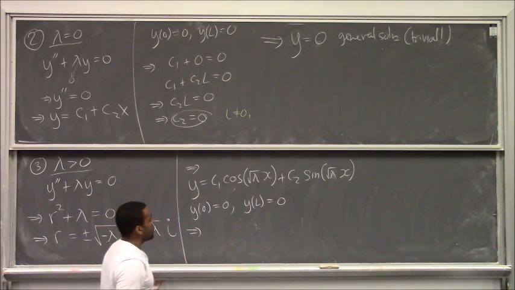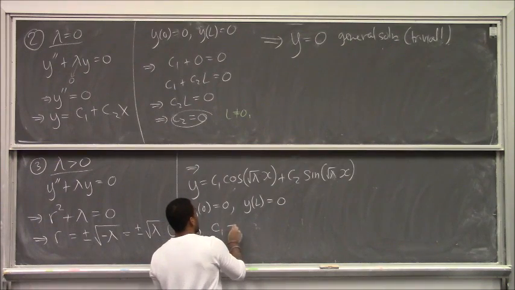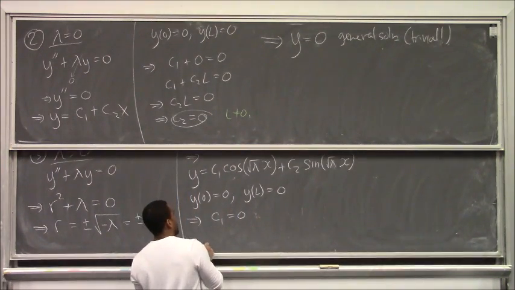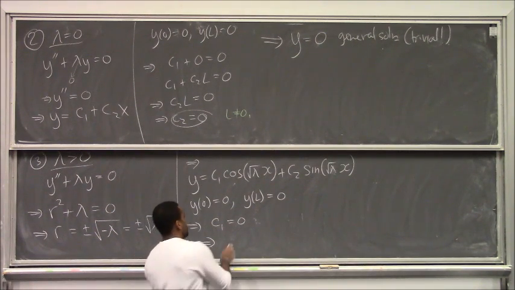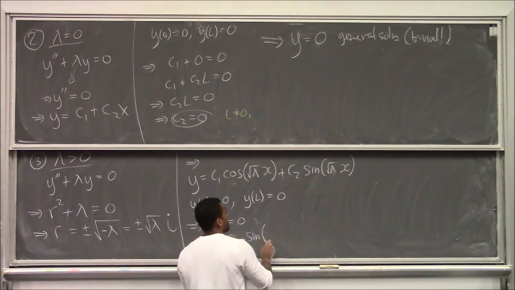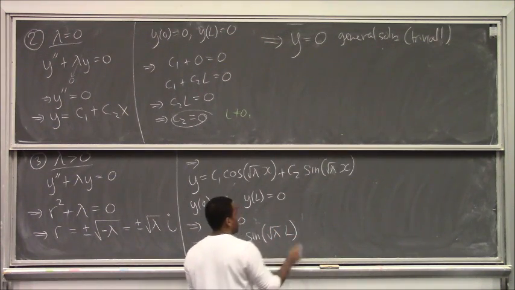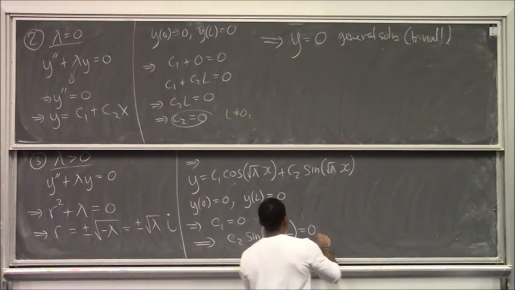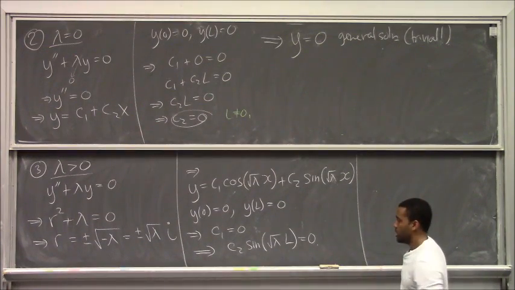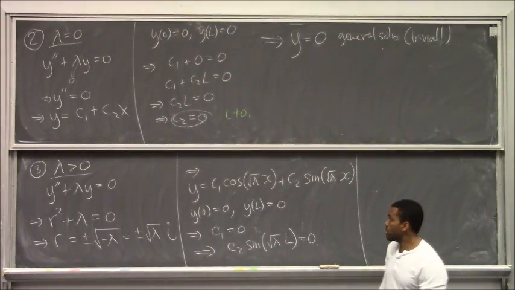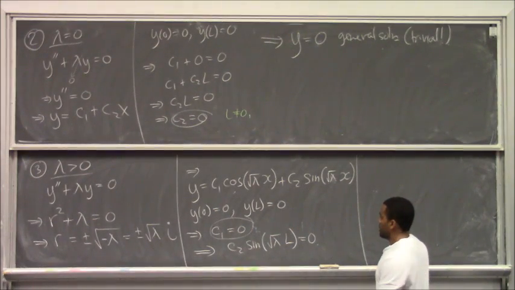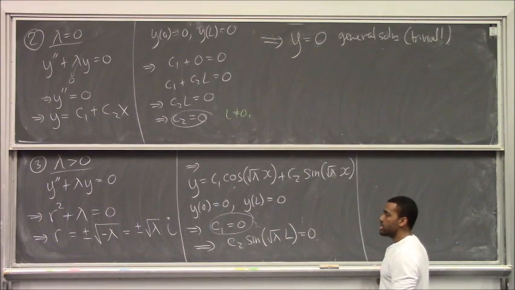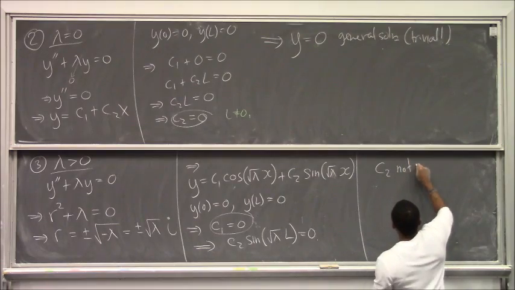So, if I plug in 0 for x, what happens? I get C1 equals 0. Okay, so now plug in the second initial condition. If I plug in L everywhere, what's going to happen? I'm just going to have C2 sine of radical lambda L equals 0. Now, does C2 have to be 0? No. It turns out C2 is not necessarily 0 here, which is good.